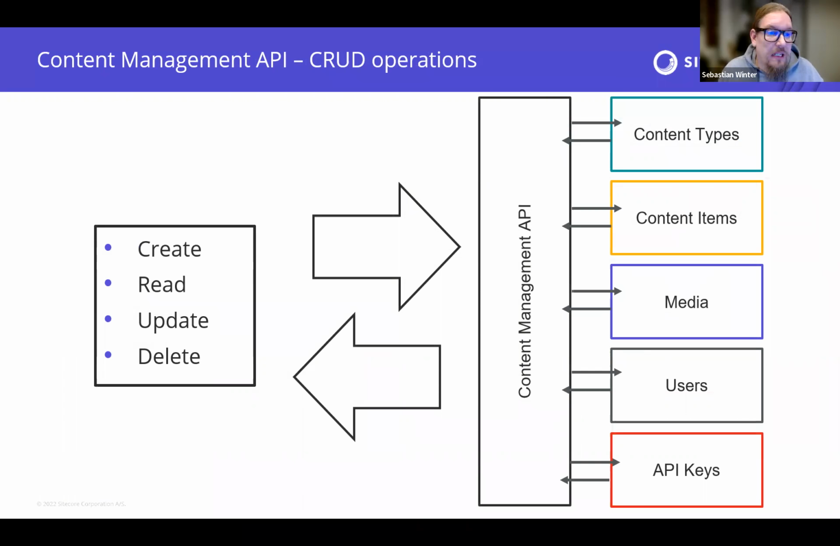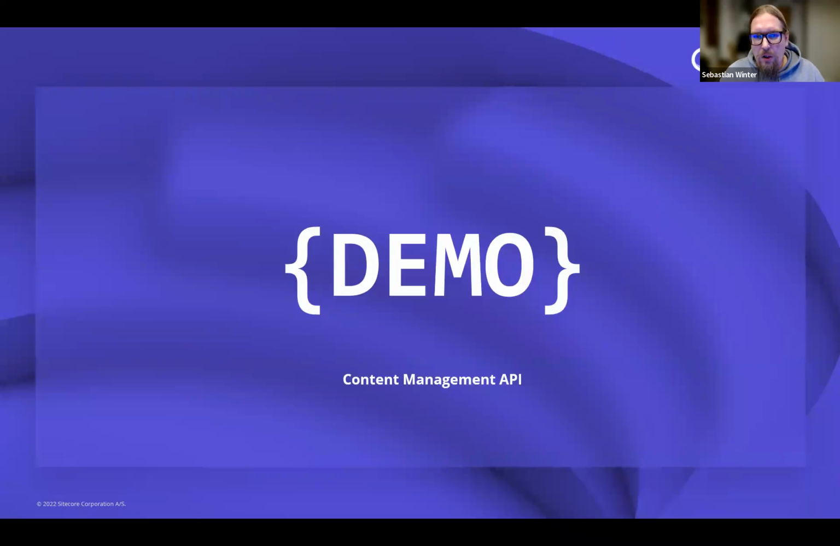With the content management API, you can basically perform any kind of CRUD operations. So you can create, read, update, or delete any kind of content types, content items, media items, but also media assets. You can work with users, at least you can list them. I think there you can only perform a read. And you can create and manage the API keys also from here. So let's have a quick look at this one as well.